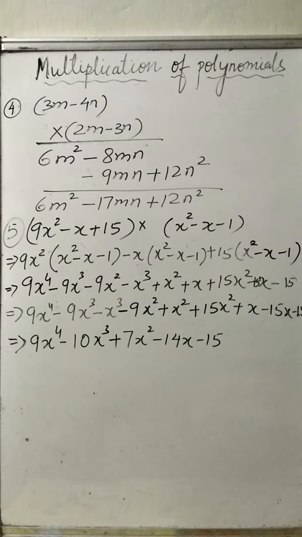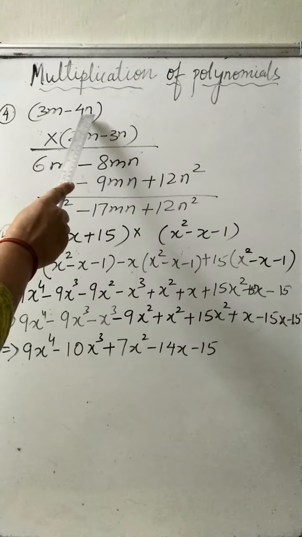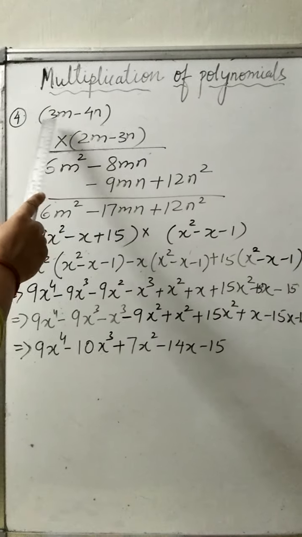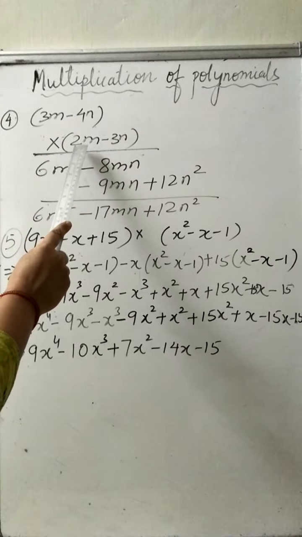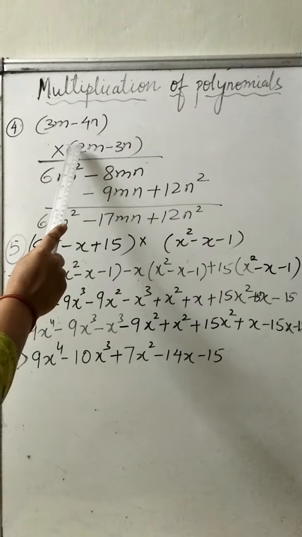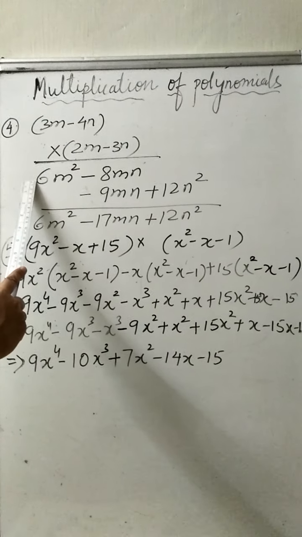Next question, again we are going to do it by column method. So (3m - 4) into (2m - n). First again we will multiply this whole expression by 2m. See the sign first. The sign of 2 is carrying plus sign. 3m is also carrying plus sign. So plus plus, here plus sign will be there.